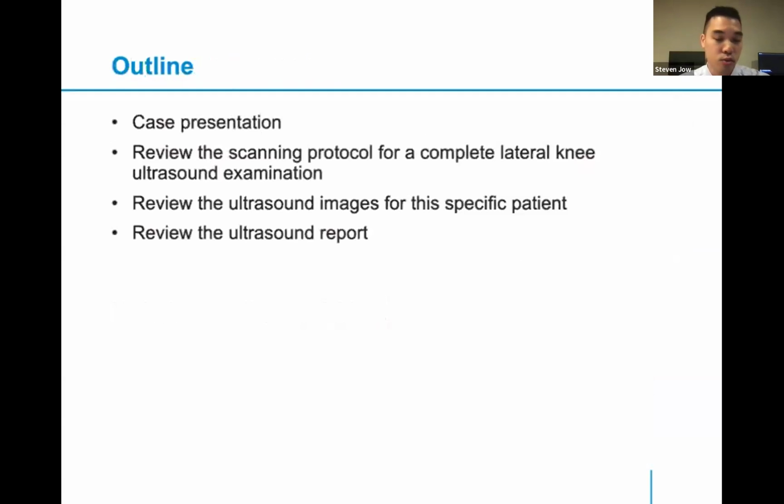So I'll first talk about the history and physical about the patient, and then dive into the images we took, and finally review the ultrasound report and correlate that with the MRI.